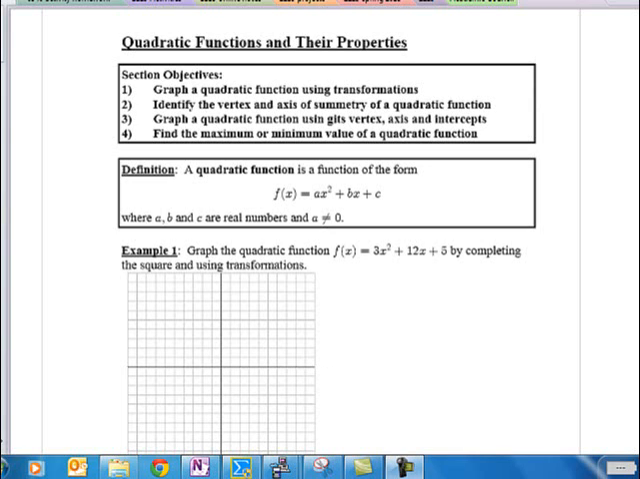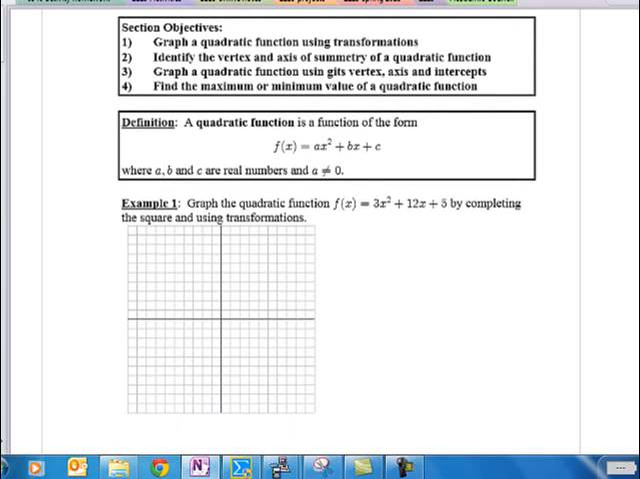In this video, we're going to investigate quadratic functions and their properties. So we'll be looking at parabolas, which are the shape of the quadratic function graphs. We'll be creating the graphs, finding the vertex, the high or low point, the axis of symmetry, and finding the maximum or minimum values, which will be connected to the vertices.